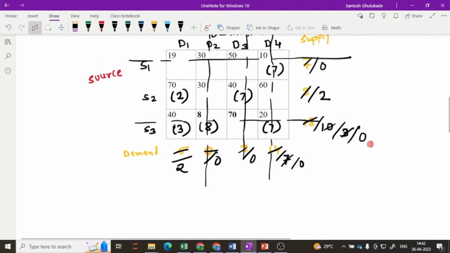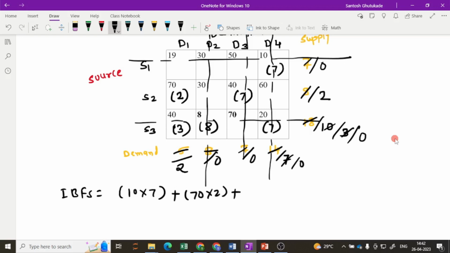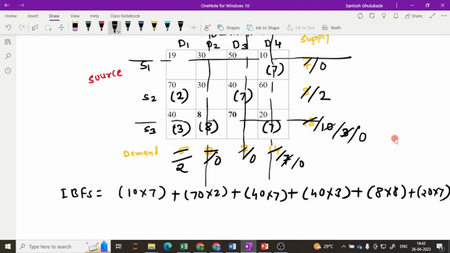In the least cost method we are allocating with the least cost. Now we can calculate the initial basic feasible solution for this problem. So here 7 products are supplied at the cost of 10 rupees. So 10 into 7 plus 70 into 2 plus 40 into 7 plus 40 into 3 plus 8 into 8 plus 20 into 7. If you make these calculations, you will get the answer.